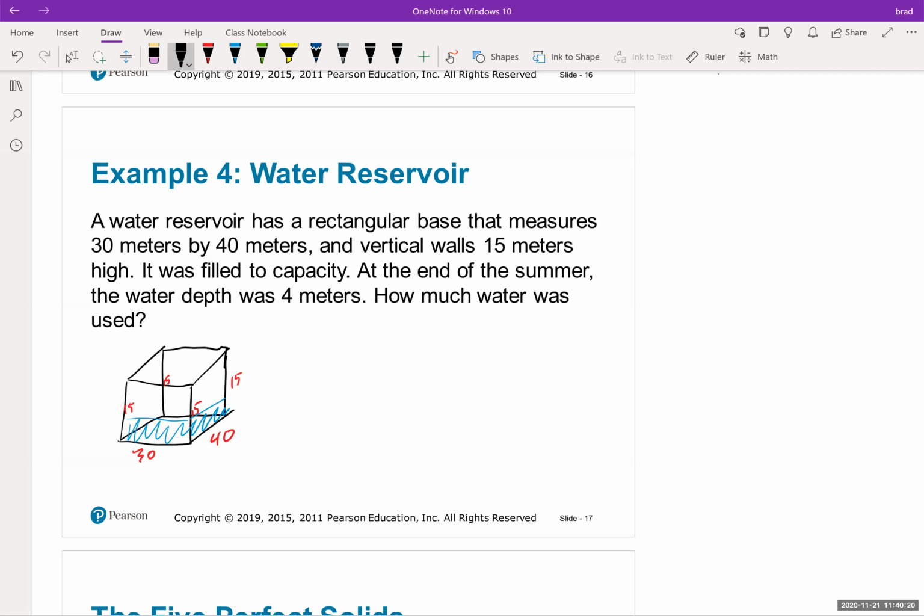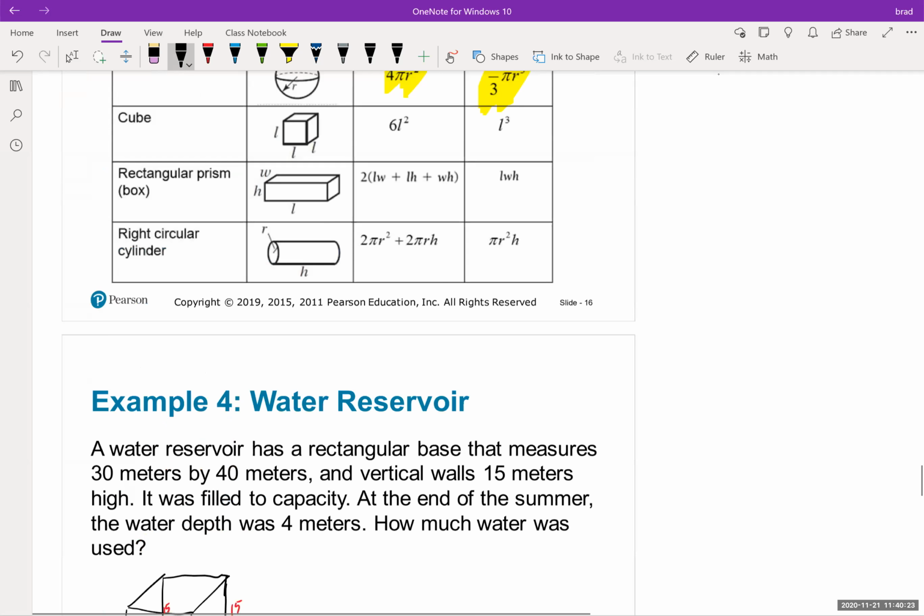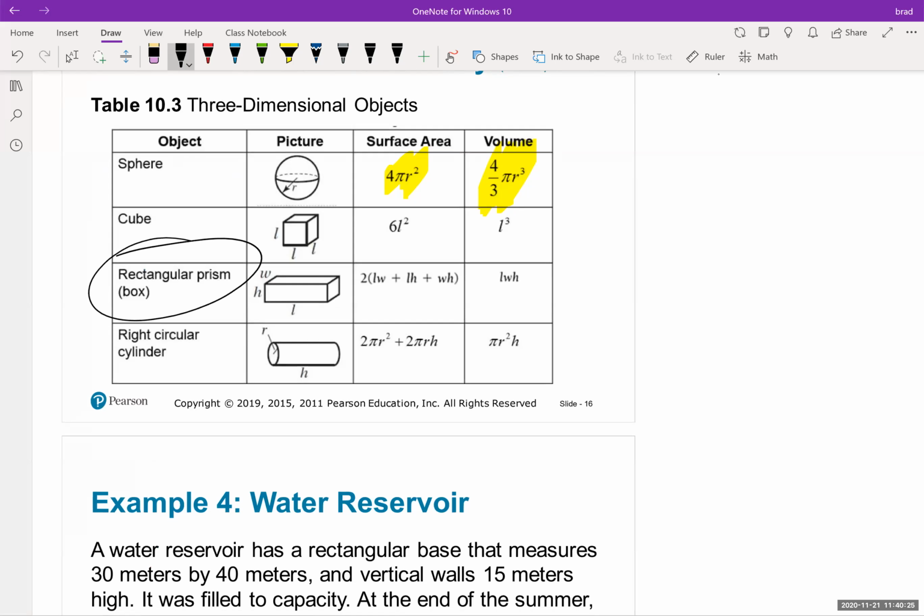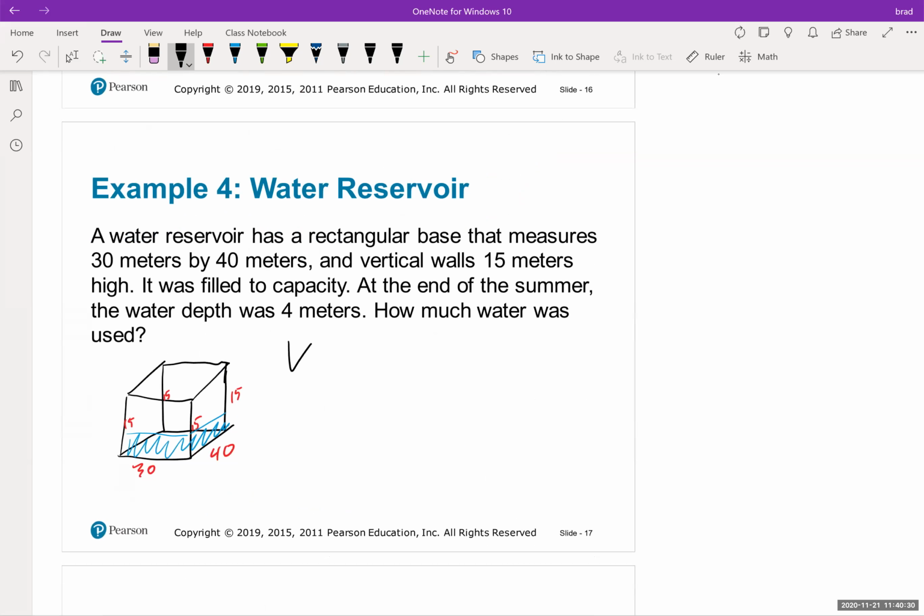So we're going to use the formula for a rectangular box or prism. For volume, it's length times width times height. So volume of, I'll put full, equals 30 times 40 times 15. I'm just going to take out my calculator and do 30 times 40 times 15, and that will be 18,000 meters cubed. Okay. Now volume of what's left.